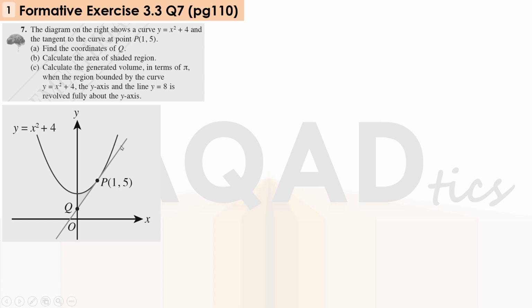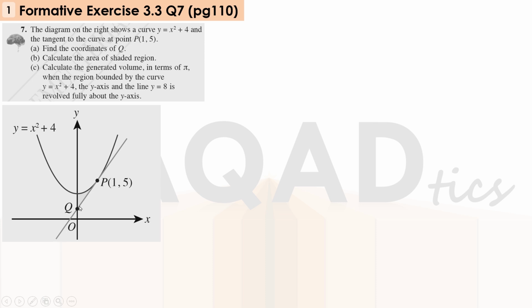First question, in the diagram we have a curve, right? And this is the equation. And the curve itself has a tangent, which is this straight line, at point P, right? So part A, we need to find the coordinates of Q. So Q is the y-intercept of this line.